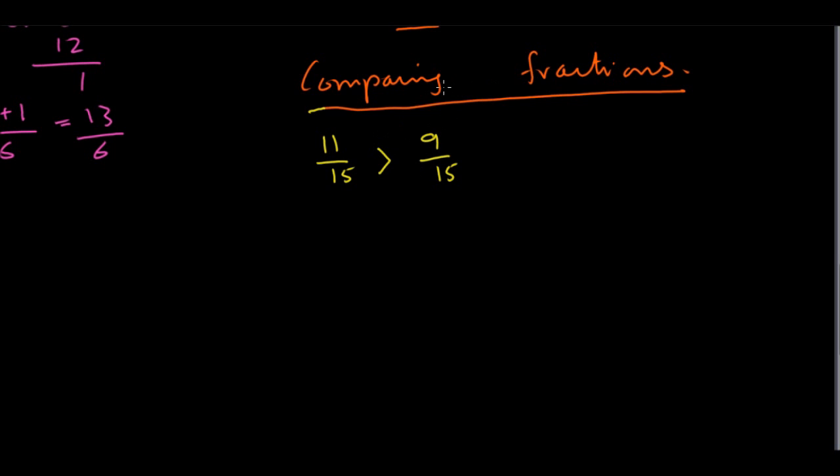And you can think about this again in pizza terms. Here you're looking at 11 slices of pizza out of 15. Here you are looking at 9 slices of pizza out of 15. Obviously 11 slices win compared to 9 slices. So here you didn't have to use the calculator. But if you come across something like 11 over 15 and 13 over 19, it's hard, because the denominators are different. It's not that straightforward, so use a calculator.